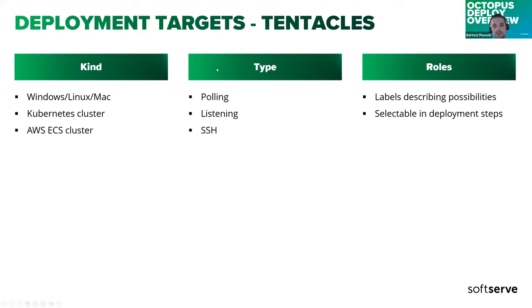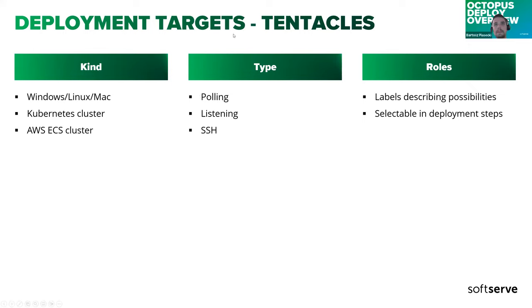We can also divide them by their type. By default, I mean the most frequently used types are polling tentacles. There are also listening ones and SSH. The difference between polling and listening is mainly because of security issues. Let me explain. If you have listening tentacles, you probably want to open up some ports that your tentacle would be listening on. And this is not possible in many environments where you don't have public IPs and public access to your infrastructure. So if that's your case, then a polling tentacle would be good enough.